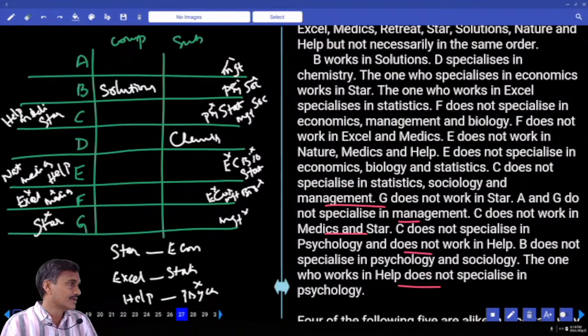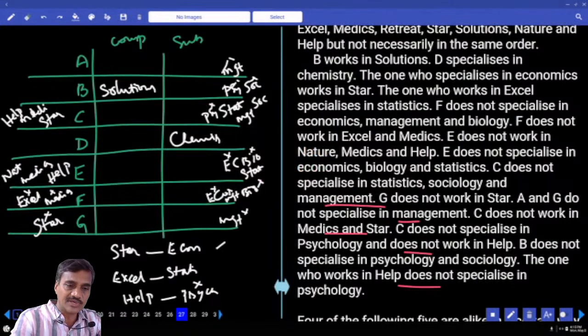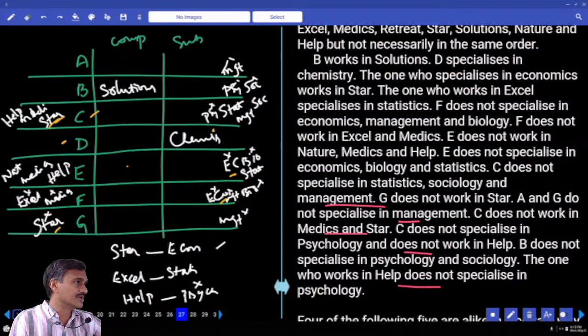First we need to represent the data. Most of the information is given as negative information: does not belong, does not. Now let us check STAR. STAR and economics must be together. Can we have STAR at this place? No, STAR cannot be here because economics cannot be here. What is the only possibility? A must be working in STAR.